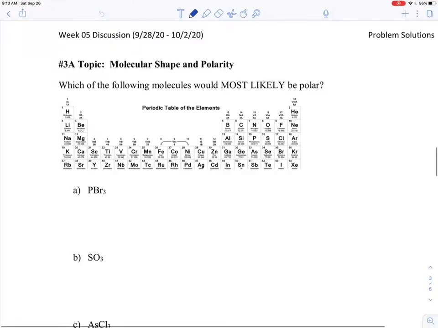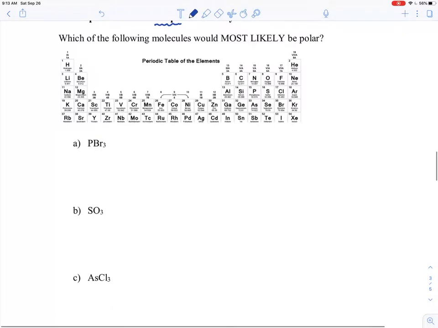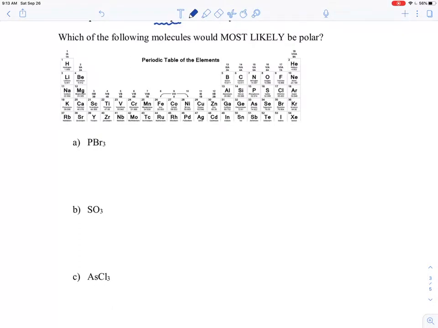Okay, so here's another one. They want to find out what's the shape of the molecule and then what's the polarity based on the symmetry of the structures. The second problem is SO3. So SO3, S is right here, which is on the sixth column.